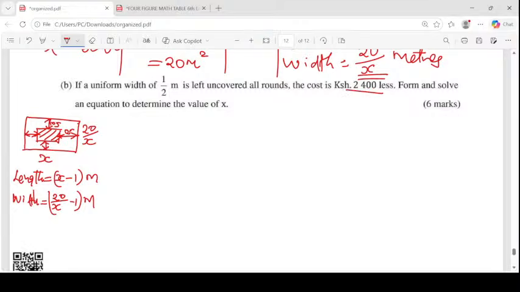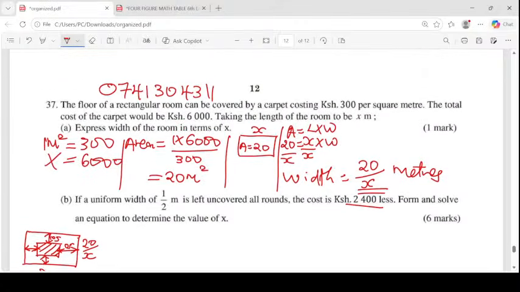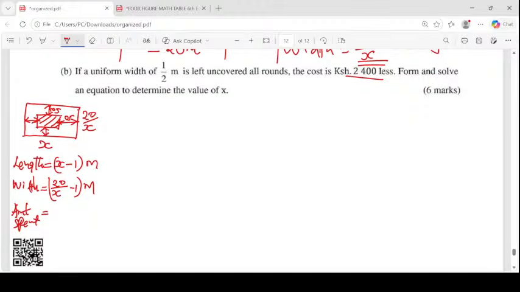And if that is the only region that is covered by the carpet, then this person will spend 2,400 shillings less. So amount spent will be, instead of spending the 6,000, you will take now the 6,000 minus the 2,400. This is 4,600 shillings. And if that is 4,600 shillings, that is the amount spent. Form and solve an equation.